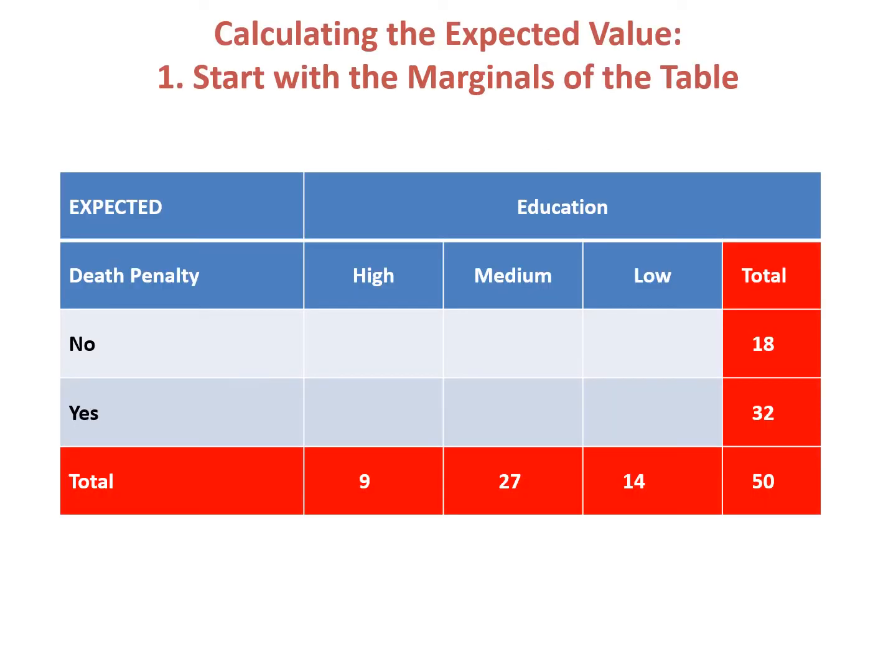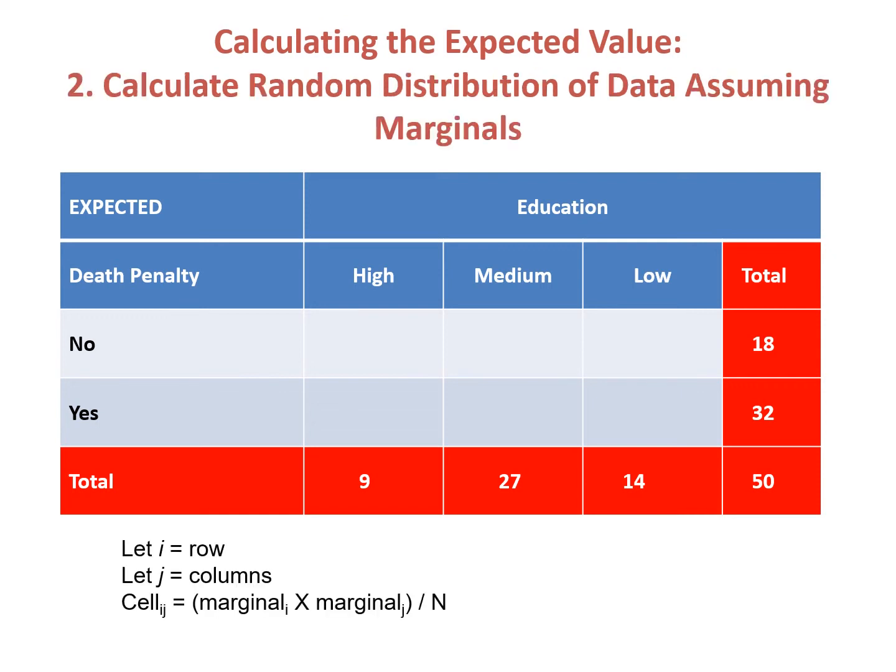The big issue is how to find the expected value. The computer does all the work for us, but we will work through this small example by hand so we understand it more. We start with the marginals of the table. Next, we calculate the expected value for each cell.